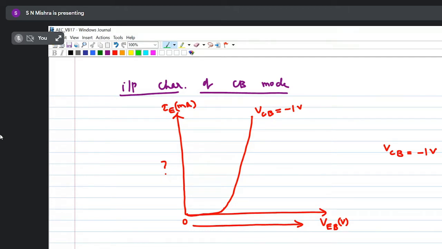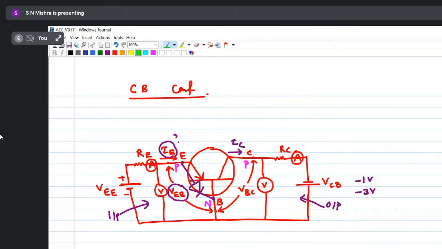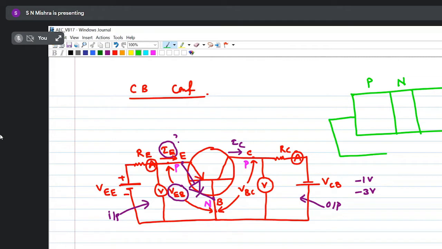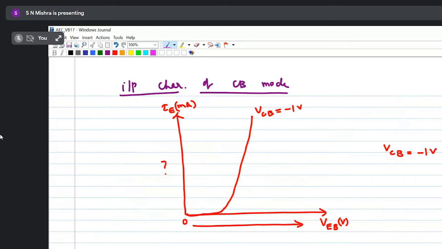Increasing VCB means, if you look at the diode junction, this is your PN junction diode. So what we have named is, this is your emitter, this is your base. This junction is forward biased, meaning current is flowing from here to here. So exponential increase. This is the diagram we have plotted.